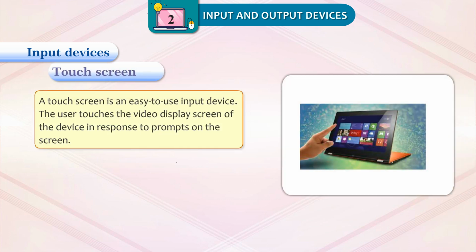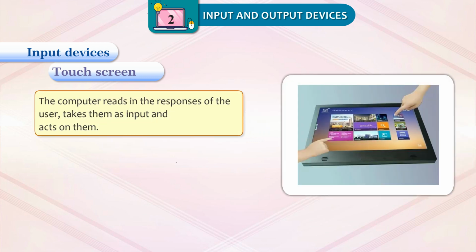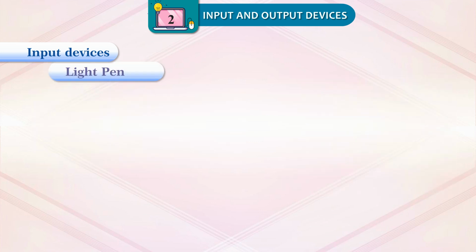Touchscreen. A touchscreen is an easy-to-use input device. The user touches the video display screen of the device in response to prompts on the screen. The computer reads in the responses of the user, takes them as input, and acts on them. People who are not familiar with computers find it easy to use touchscreens, which is why they are often used in public places such as banks, airports, information centers, exhibitions, etc.